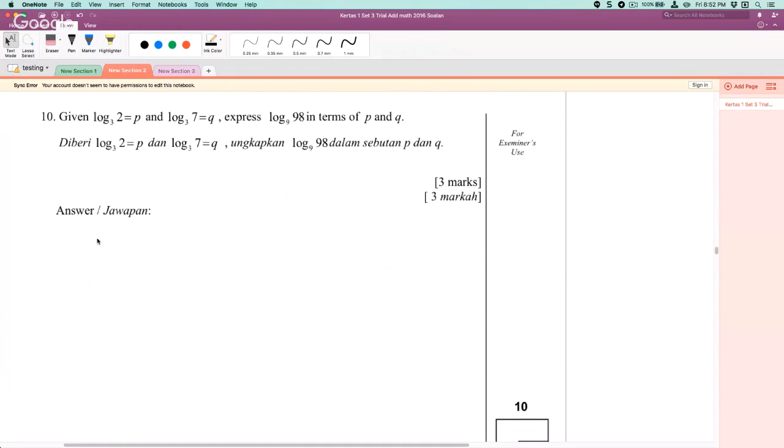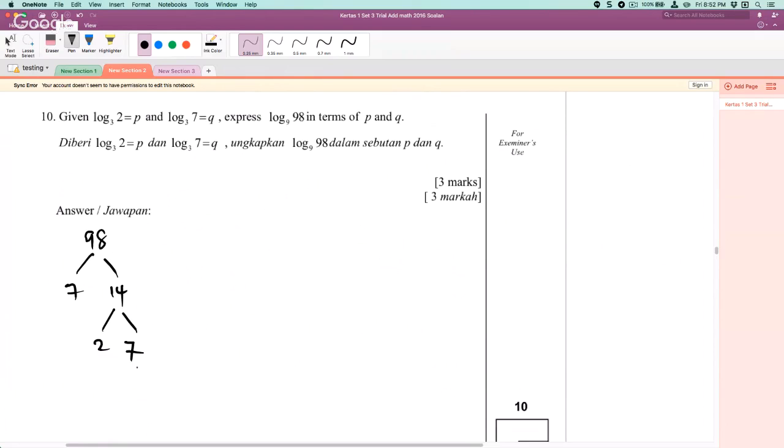So I will try to solve the 98 first. I must divide by 2 and 7. So let's divide by 7 first. 98 divided by 7, I get 14. Then the 7 is a prime number already. As long as you get a prime number, you can stop. 14 is not a prime number, so I will divide again. I get 2, 7.